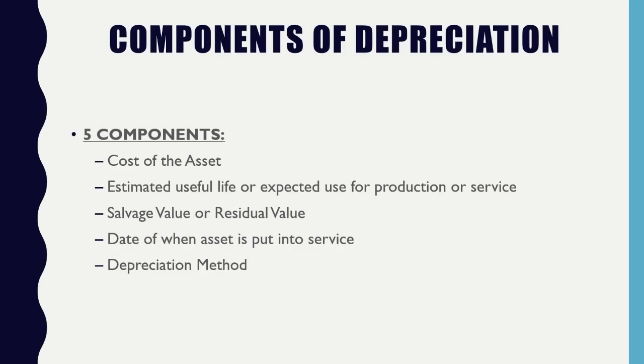So I mentioned to you that when we do depreciation, you have to have all 5 of these components, right? You need to know the cost of the asset, the estimated useful life or the units that it could produce, a salvage value, and the date that you placed into service. And today, the date that you place into service is very important. And also, you need to know what depreciation method you're working on.